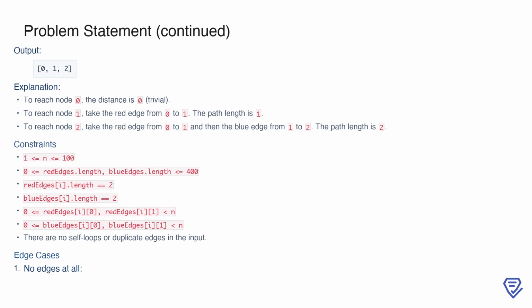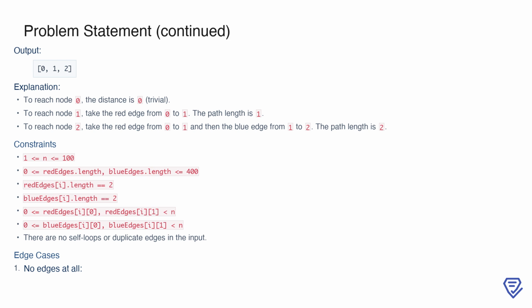Now consider a third example where the graph has three nodes, with a red edge from 0 to 1 and a blue edge from 1 to 2. The output is 0, 1, 2. Here's the reasoning: the distance to node 0 is 0. To reach node 1, you can take the red edge from 0 to 1, which gives a path length of 1. To reach node 2, you can take the red edge from 0 to 1 and then the blue edge from 1 to 2. This forms a valid alternating path, and the total path length is 2.